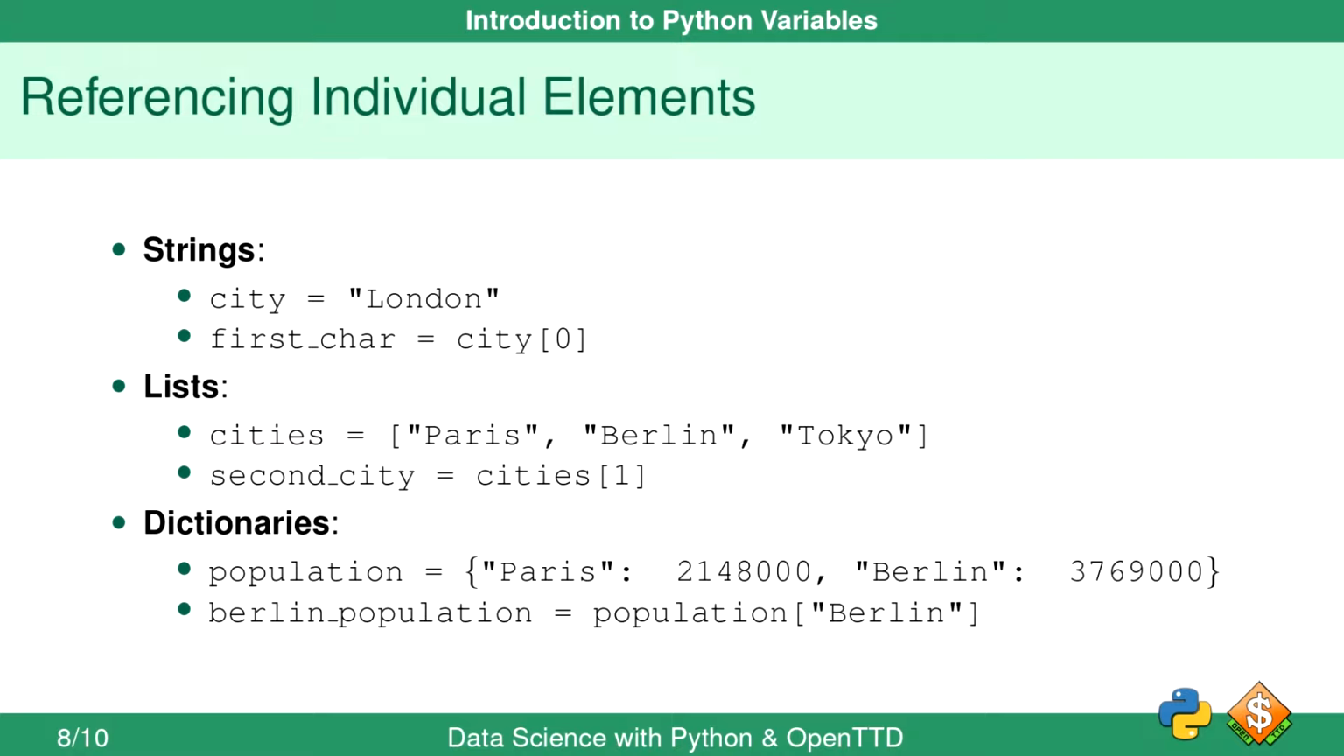which gives us Berlin. For dictionaries, we access values using keys in square brackets. If population equals curly braces with Paris mapped to 2,148,000 and Berlin mapped to 3,769,000, then Berlin population equals population with Berlin in square brackets.